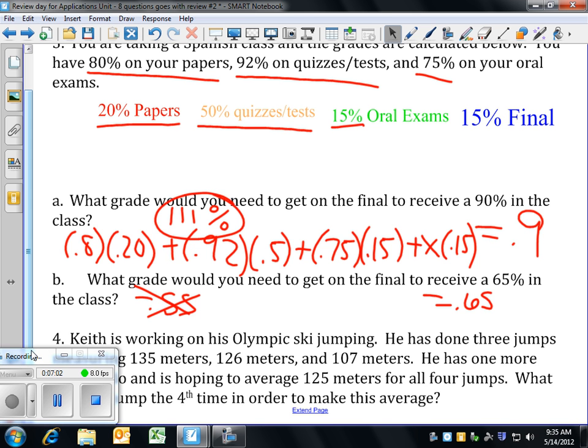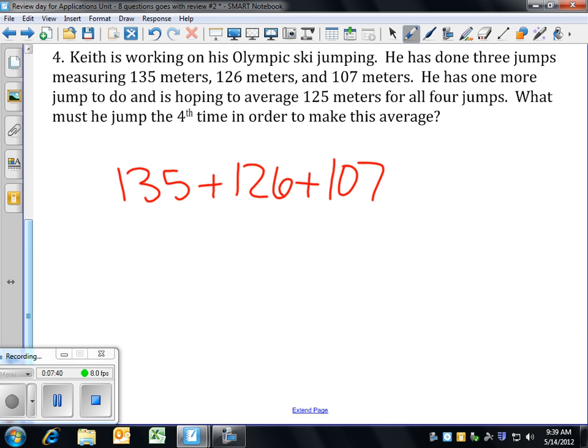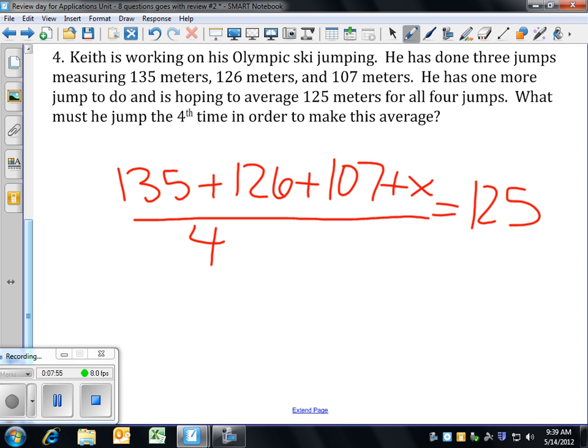The next one, like Maddie asked. Ski jumping. He has done 3 jumps measuring 135 meters, 126 meters, and 106 meters. He has 1 more jump to do and is hoping to average 125 meters for all 4 jumps. So this is like finding the average of 4 numbers. So his first one was 135, second was 126, and third was 107. So on the 4th, what does he have to get? 132. To average 125. That's how you set up all of these.